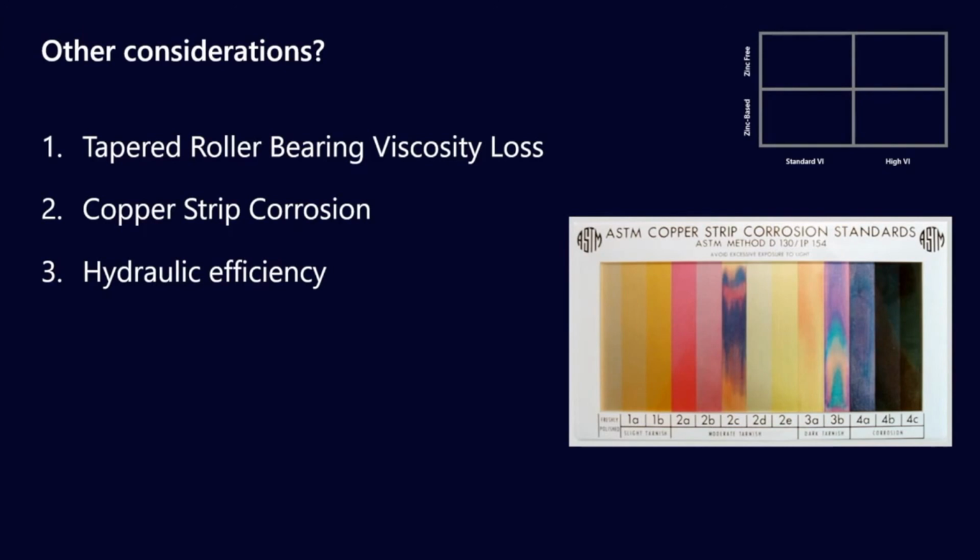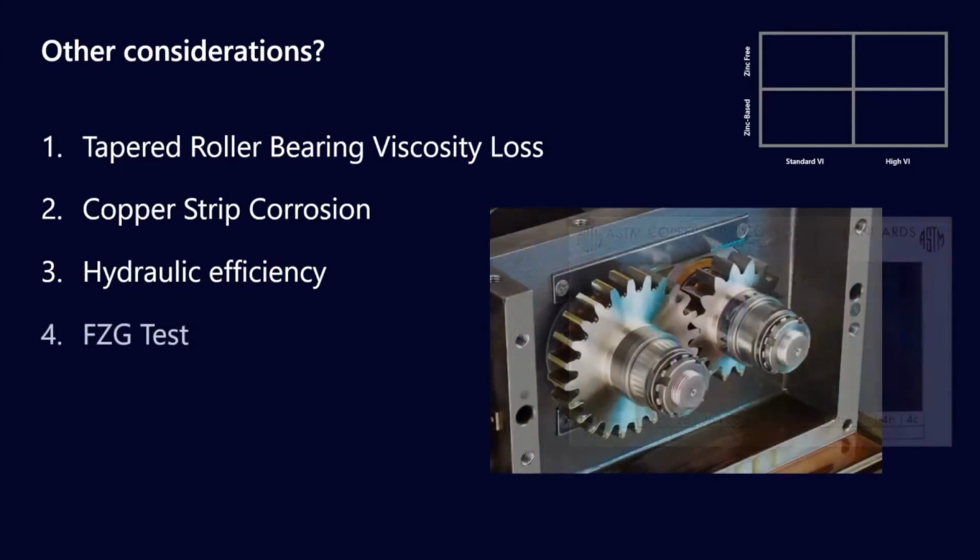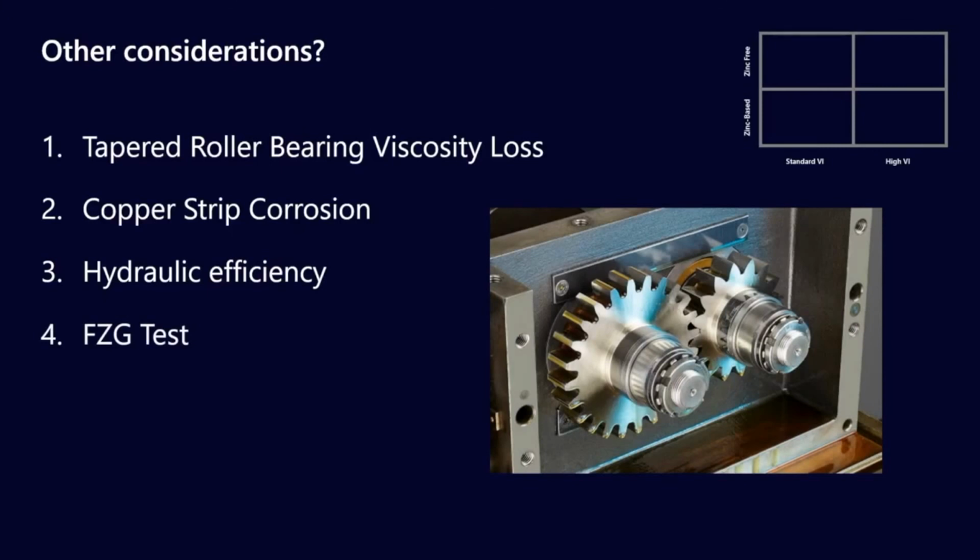Number 3, hydraulic efficiency. So the hydraulic efficiency of different hydraulic oils varies greatly, predominantly down to the quality of the base stock and its interaction with the seals. So you want to check, often they'll do comparisons of hydraulic efficiency with, let's say, quote-unquote, competitor lubricants. It's worth checking that, and if you can, measuring it on site.